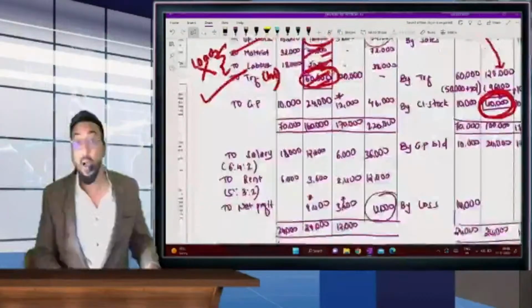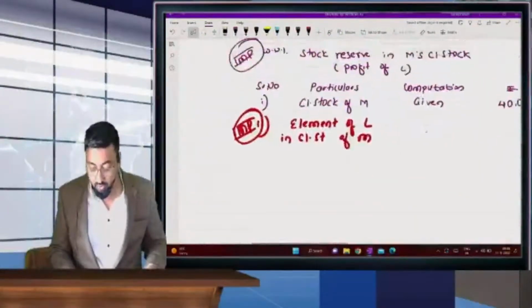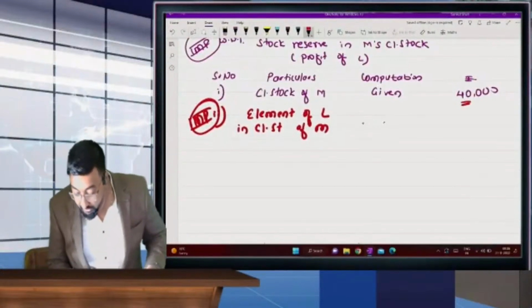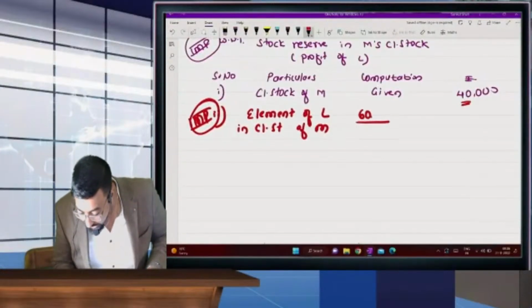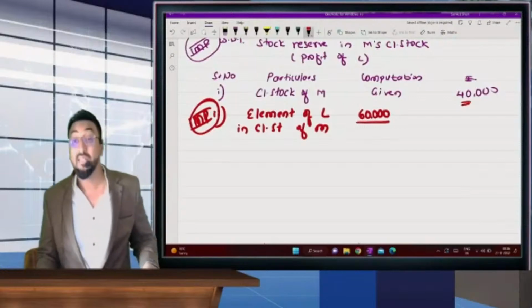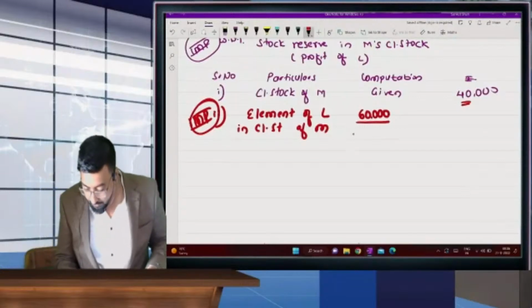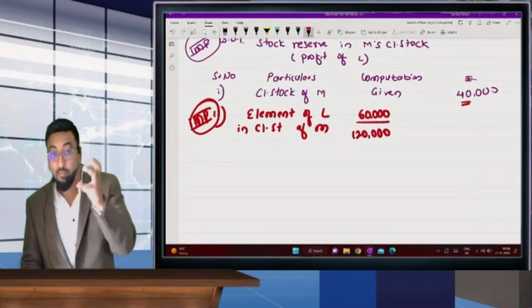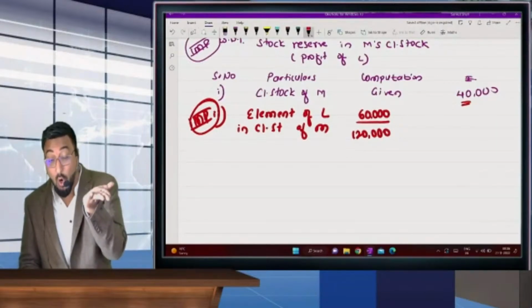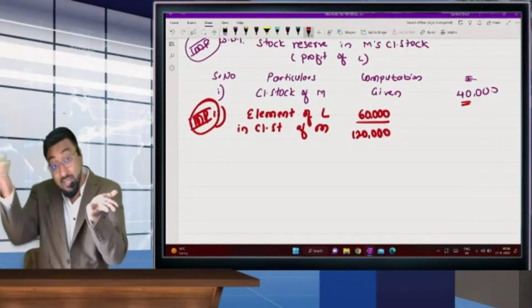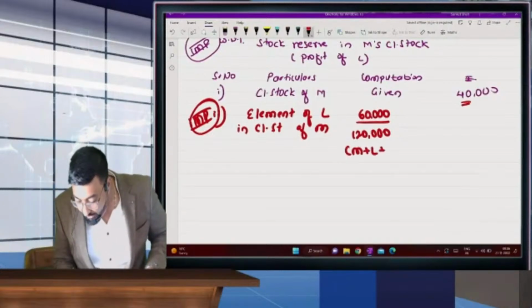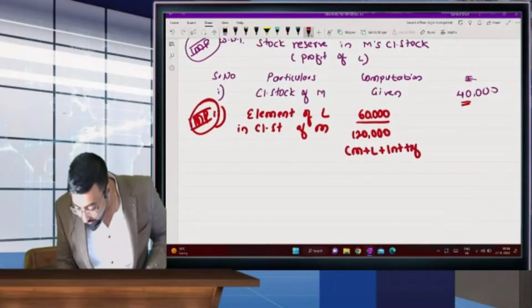Okay, sir, now I got it. So closing stock is 40,000. So loading किसमें है? जो एल से आया, एल से कितना आया? 60,000 आउट ऑफ 1,20,000। Okay, so जब 1,20,000 is my cost, out of that only 60,000 I received from L. So what it includes? Material, labor, and internal transfer.